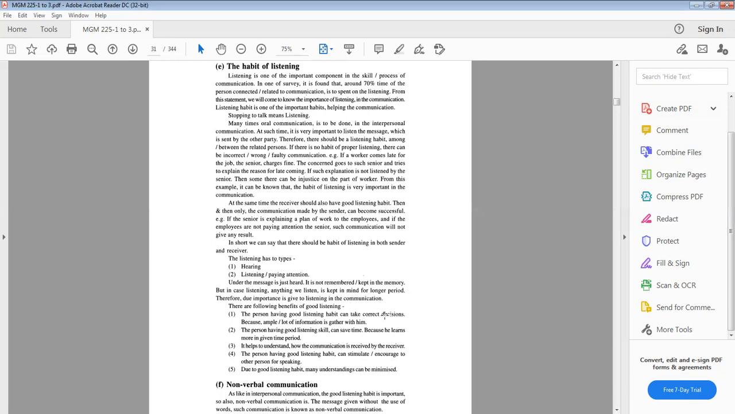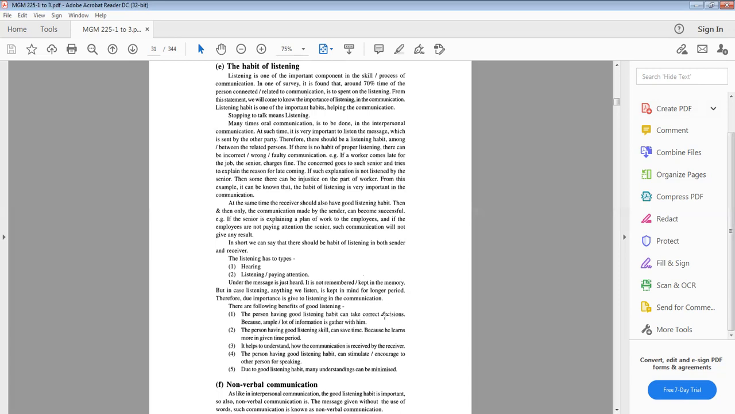For example, if a worker comes late for the job, the senior charges him. The worker goes to the senior and tries to explain the reason for coming late. If that explanation is not listened to by the senior, then some injustice can occur. From this example, we can see that the habit of listening is very important. Listening has two types: hearing, and listening or paying attention.